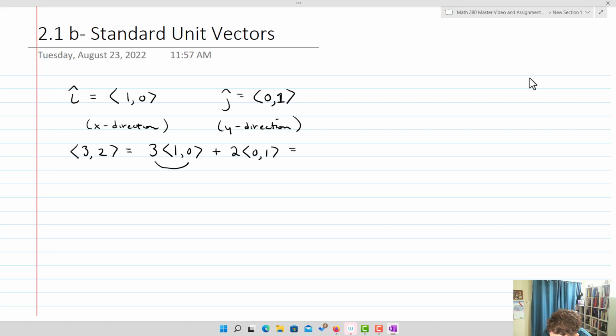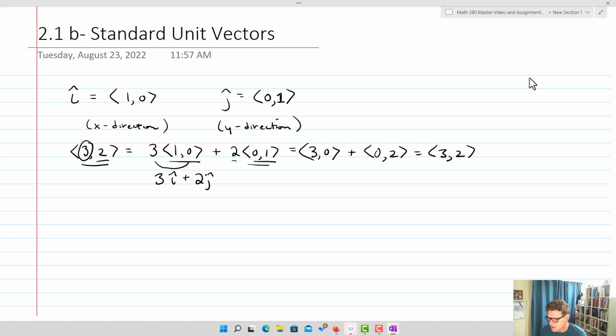Okay, and you can actually write this out. We take the scalar multiple, 3 times 1, 0, so that's going to be 3, 0. And we add to that, when we do the multiplication, 0, 2. And what does it give me? It gives me 3, 2. So breaking up a component vector into the standard unit vectors is actually really quite easy. You're just going to take that x value, multiply it by i, and then take the y value and multiply it by j. So how we rewrite this is 3i plus 2j.